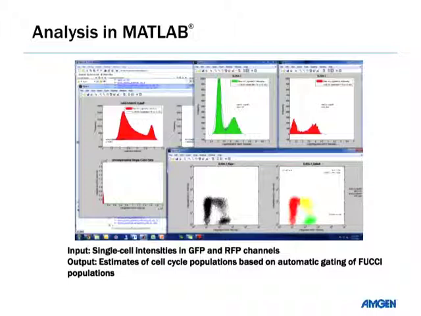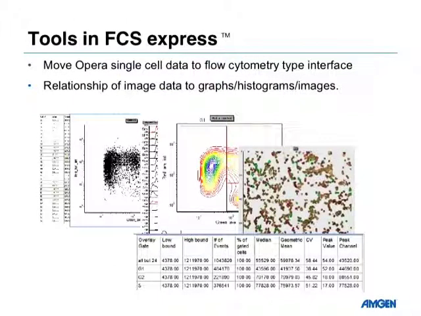So we've been able to do a lot of this automation in MATLAB, because you don't want to be creating the gates yourself. You want to automate the whole process of finding the gates and creating the cutoffs. And we've also used a tool called FCS Express. This is a company that traditionally had been working in flow cytometry, and they've been moving into using that flow cytometry model as a way of looking at images. And so we could move the single cell data from the Opera or the Operetta into FCS Express.